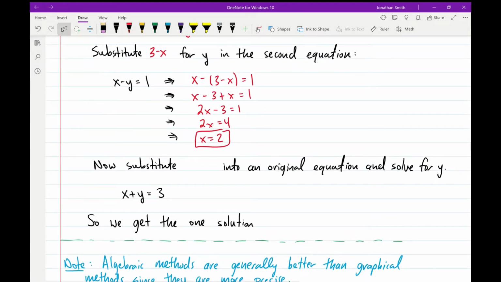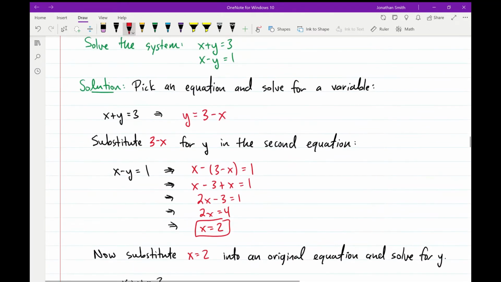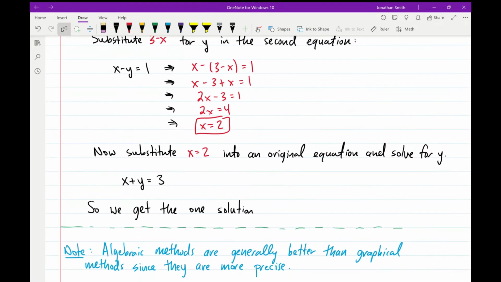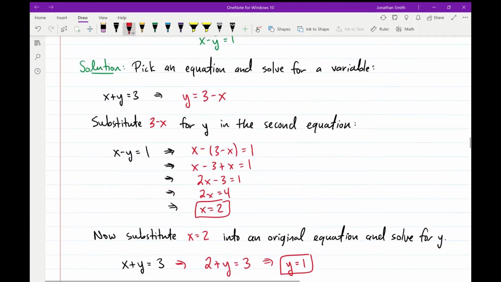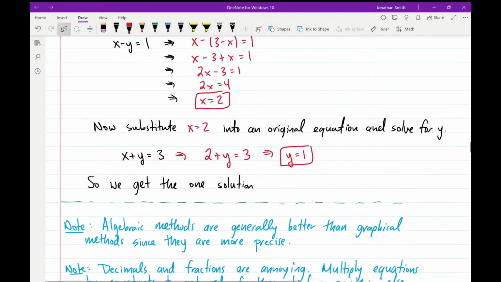And now we take that value, x equals 2, and we substitute it back into one of the original equations, and we solve for y. So I picked the equation x plus y equals 3. We take x equals 2 and plug it in. We get 2 plus y is equal to 3, which implies that y is equal to 1. So again, we have exactly one solution to this system of linear equations, and that solution is going to be the ordered pair 2, 1.